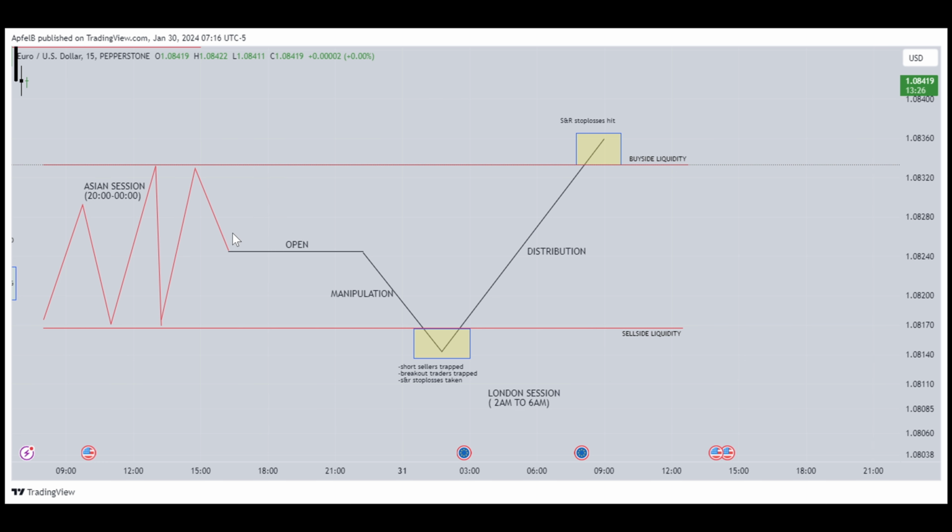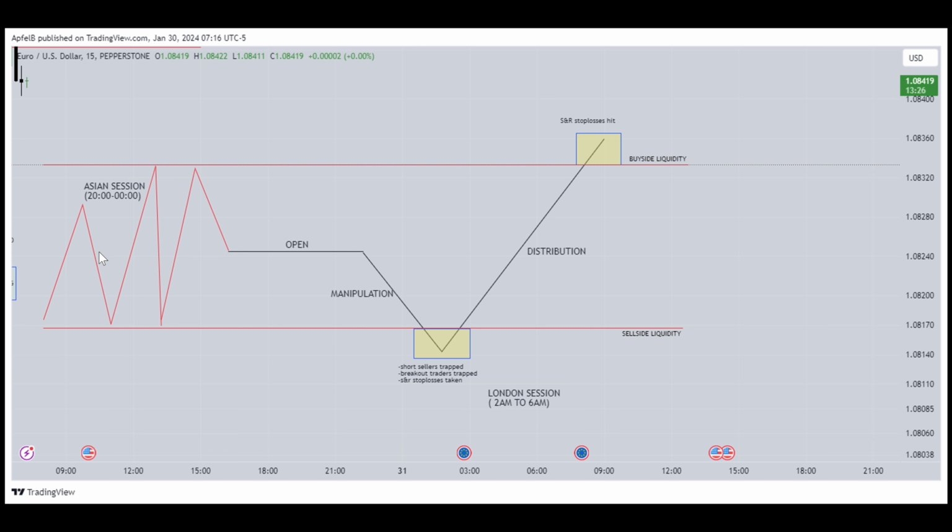Remember, we said anything to do with the ICT concept has to do with the open, the high or low, and the close. And today I'll be giving an example for the Euro USD for today's London trading. So I want you to think about this template.